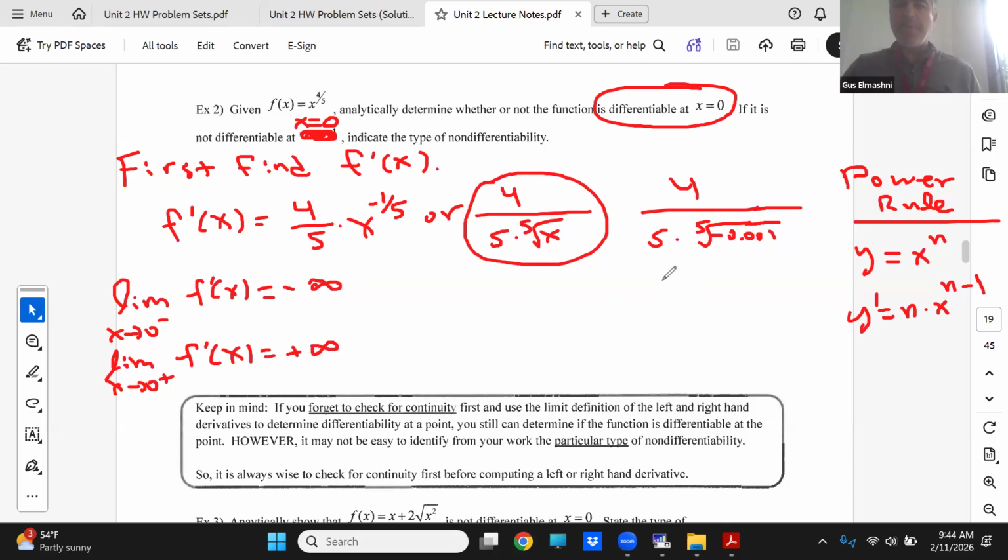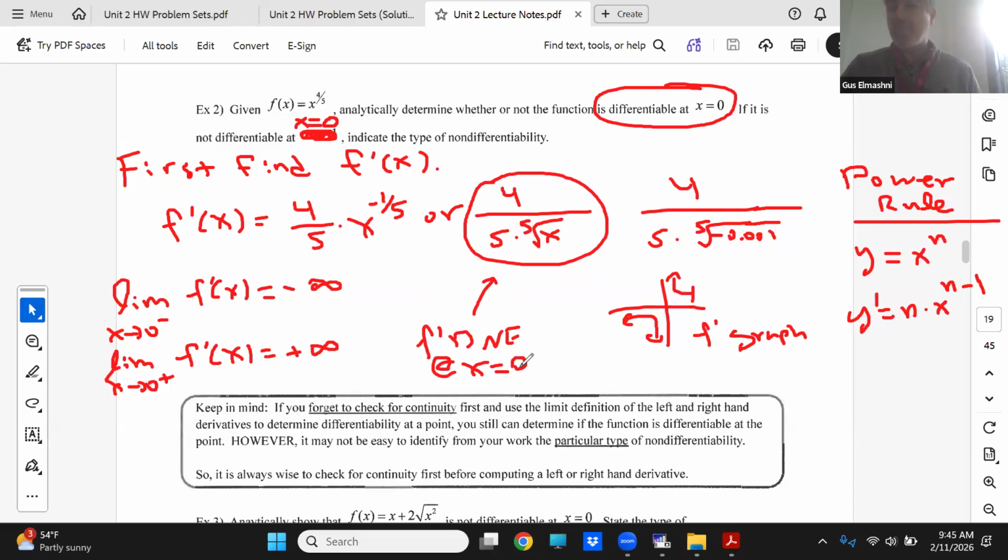It's somewhere in the middle. Graphically speaking, it looks like this also. This is the f prime graph, by the way. So yeah, we're definitely not differentiable, mainly because f prime does not exist at what x value? Yeah, there you go. That's actually the main reason why. But I just wanted to explore graphically and numerically so you guys can understand better.